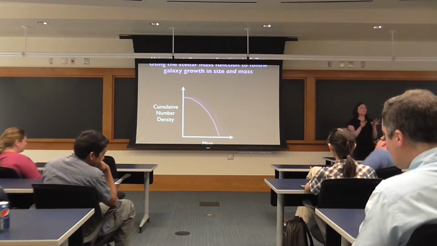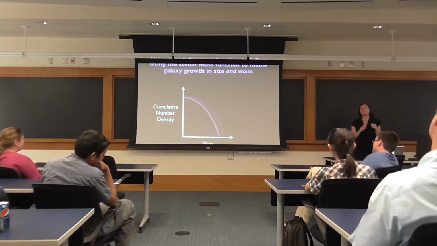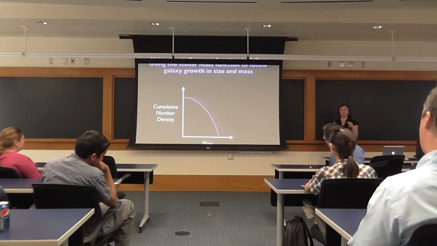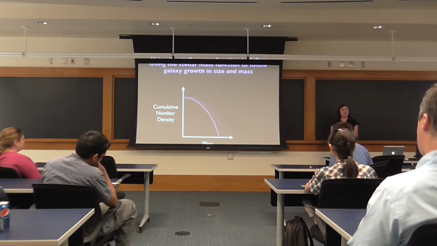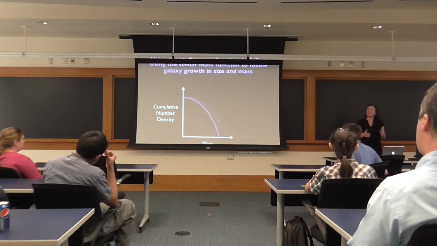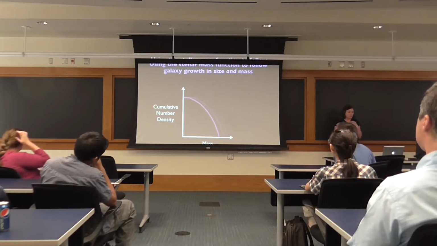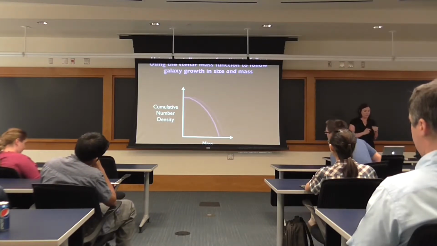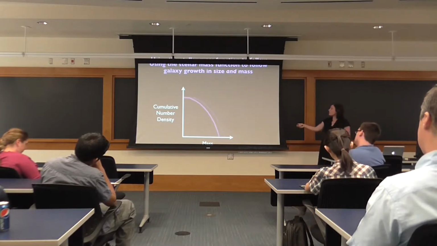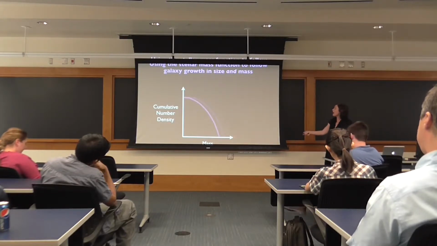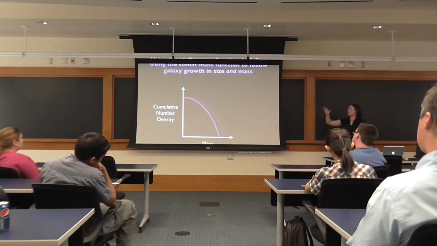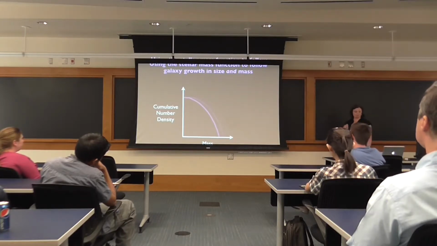But a number of people have done this, which is that you can use the evolution of the mass function to constrain the mass evolution of a population of galaxies. And so I'll give you a really brief description of this if you're not familiar with it. Here I'm showing you the cumulative number density of galaxies as a function of mass. And you can see that this, in my cartoon, evolves with time.